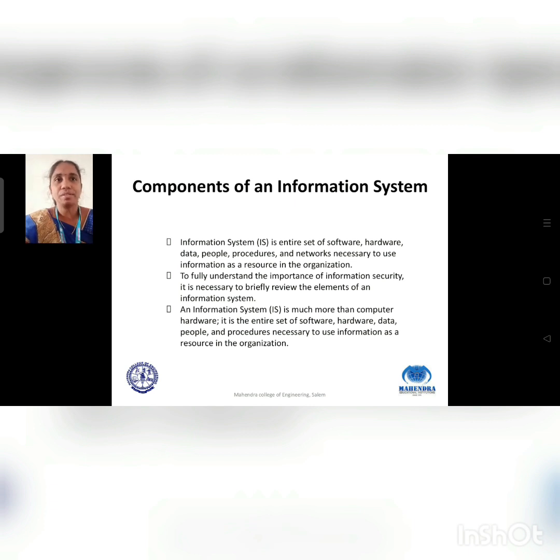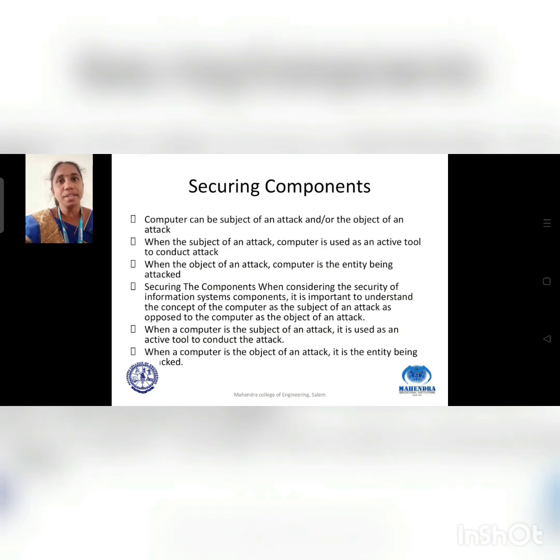Components of an information system. An information system is the entire set of software, hardware, data, people, procedures and networks necessary to use information as a resource in the organization. To fully understand the importance of information security, it is necessary to briefly review the elements of an information system. An information system is much more than computer hardware. It is the entire set of software, hardware, data, people and procedures necessary to use information as a resource in the organization.